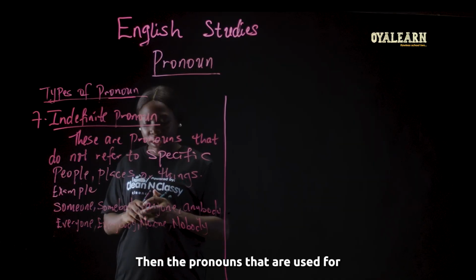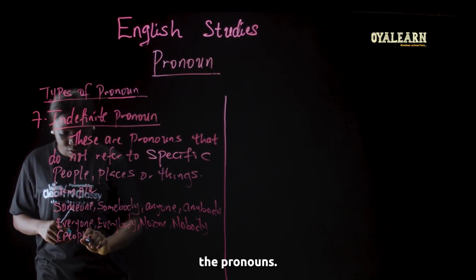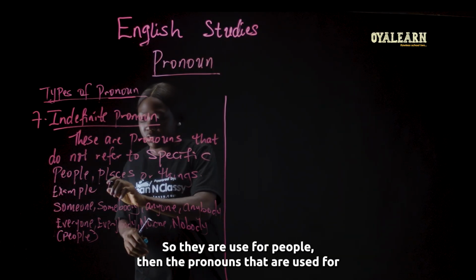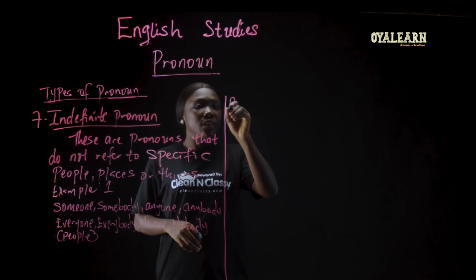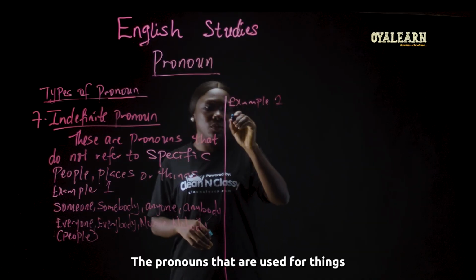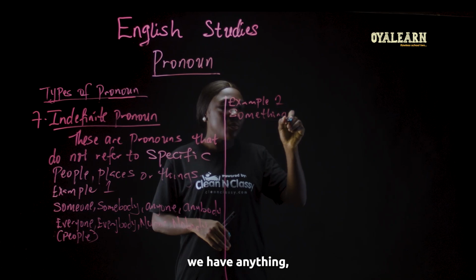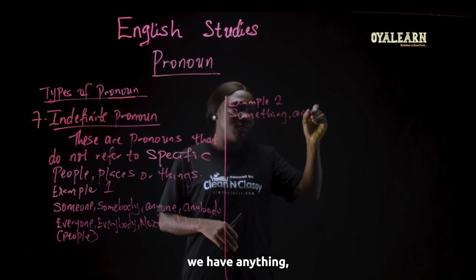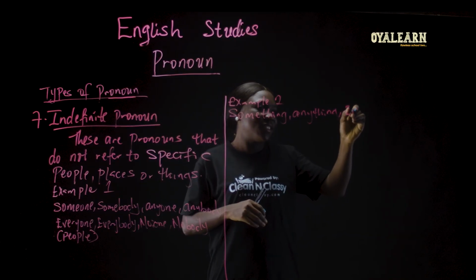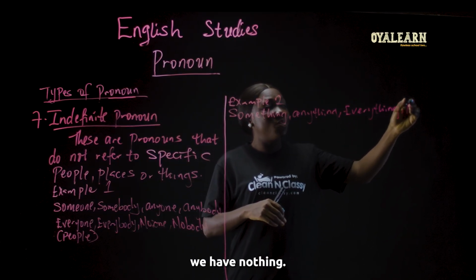Then the pronouns that are used for things. The pronouns that are used for things, we have something, we have anything, we have everything, and lastly, we have nothing.